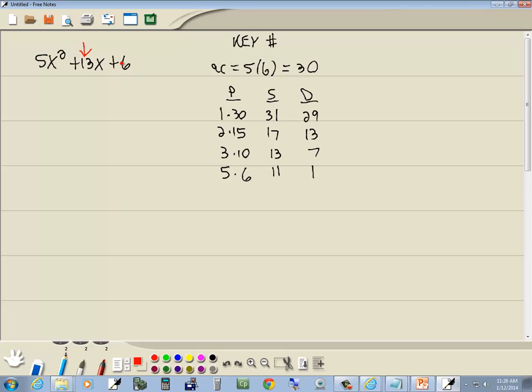If this is positive here, then you'll use the one in the S column. If this is a negative on the end, then use the one in the difference column. Since we got a positive here, that means we're going to use the one in the S column. So we're going to use 3 and 10.